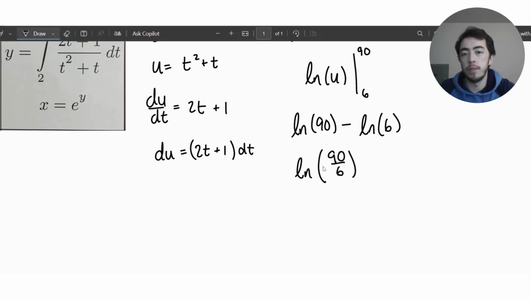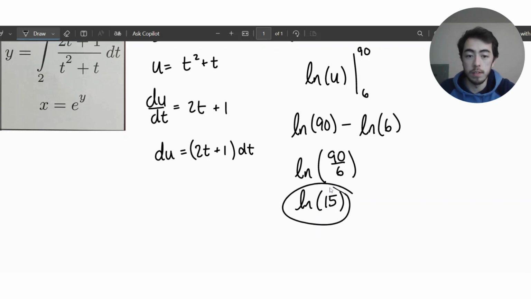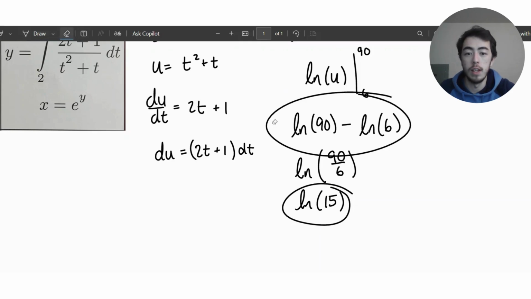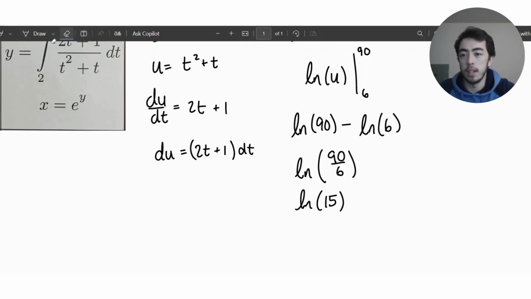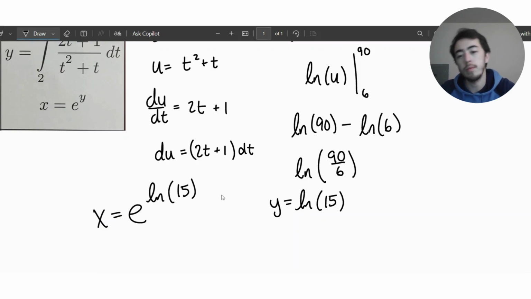And this just helps me simplify it a little bit more, because I know that 90 divided by 6 is just 15. And you could even try this too. Natural log of 15 is going to be the same as natural log 90 minus natural log of 6. So there is my nice and simplified version of y. I know that x is equal to e to the y, which is natural log of 15.